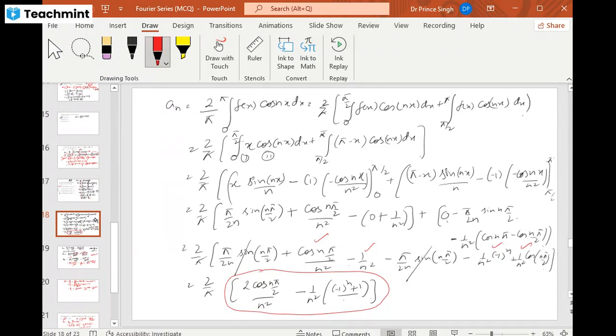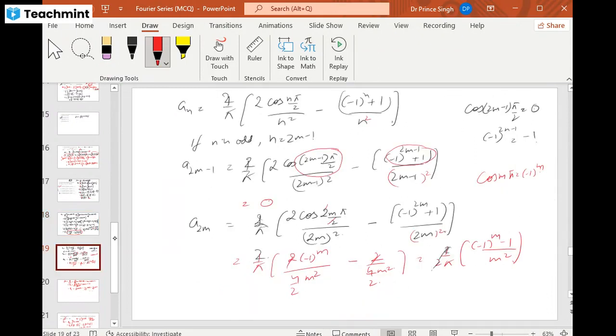Now, if I consider this particular function as an, we can divide it into two cases. If n is odd, we know that cos of an odd multiple of pi by 2 is 0. So this term will be 0 for odd multiple of pi by 2, and minus 1 raised to power odd is also minus 1. So minus 1 plus 1 is 0. So for odd value of n, an is 0.